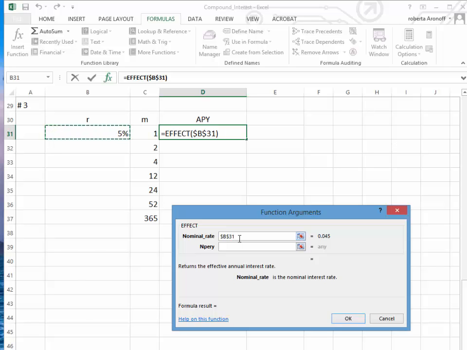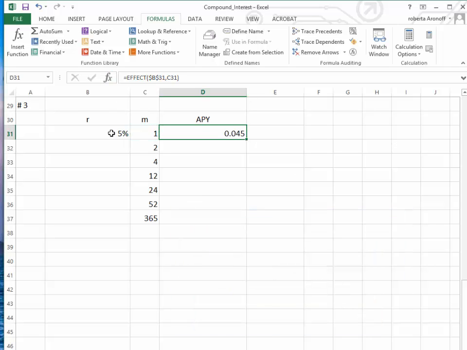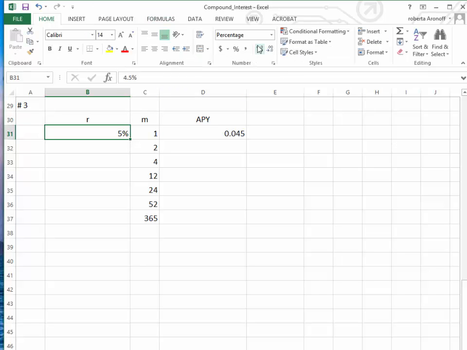On a Mac, you're going to do Command T. And the NPERY is the M, the first one, and that gives you the dollar signs. So we notice that the interest rate is 4.5%, and basically that's what it is, so let's go back and change that so we can actually see that 4.5% is exactly 4.5%.